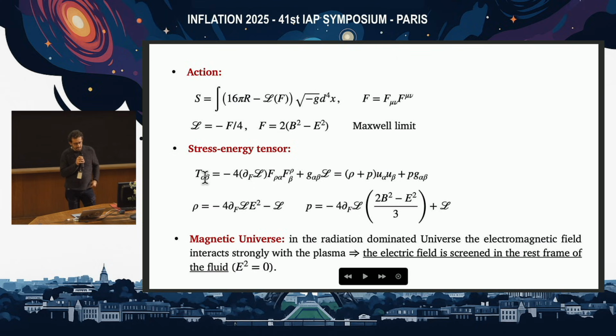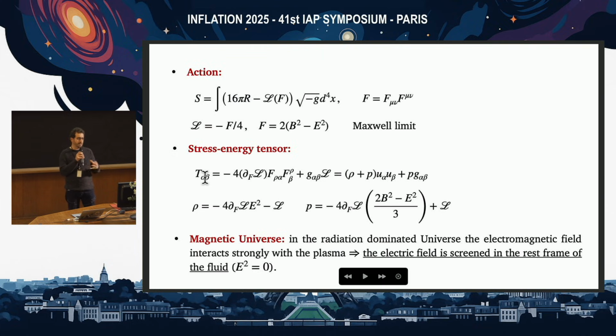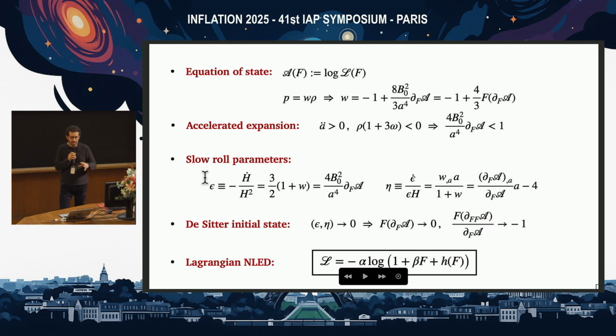You will see here the stress-energy tensor in a perfect fluid approach, because we do this as a background calculation. You can see the density and the pressure written, and then we do the standard approximation in this context, which is to have the electromagnetic field equal to 0, because the strong interaction that the field has with the radiation basically allows you to screen the field. So you have just reduced yourself to a magnetic universe, and then you go through the calculation. You write your Lagrangian, and it has an equation of state like a perfect fluid.